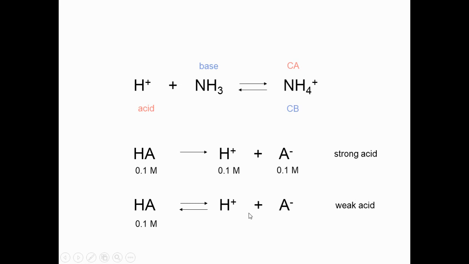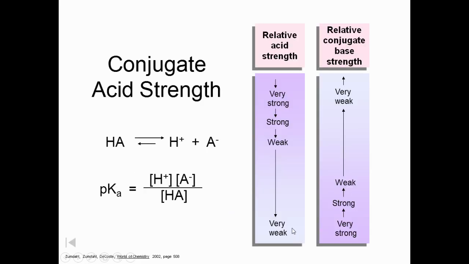If we have a weak acid that's 0.1 molar, we might assume that the H plus is 0.1 molar, but in fact, it's not 0.1 molar. Is it going to be more or less, do you think? It'll be less because it doesn't donate all of its protons. So we need to figure out what is that concentration.